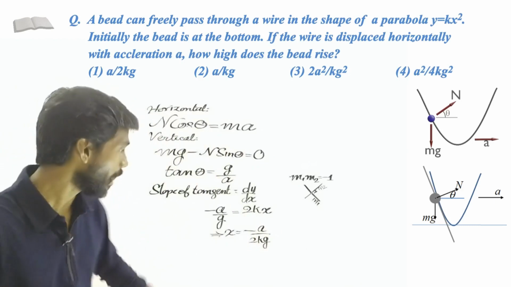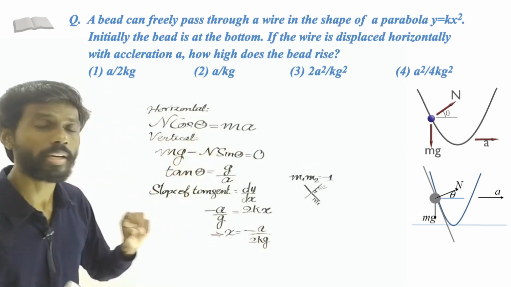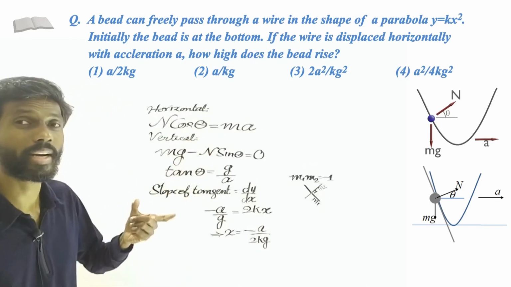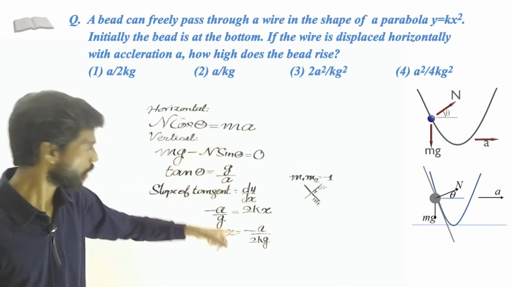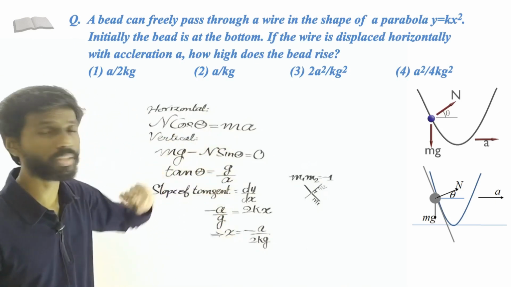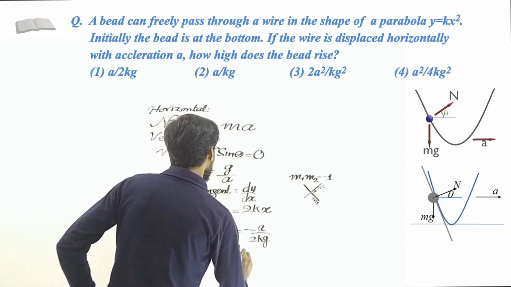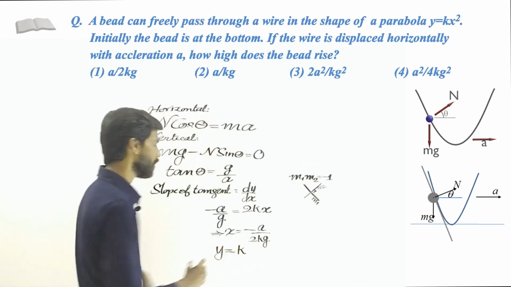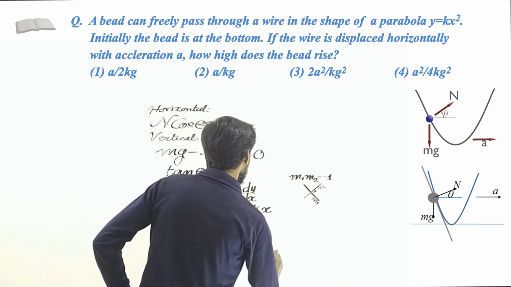Now what does the x value mean? The x coordinate of the position of that bead. Now we have to find the y coordinate, which is the height. You can substitute this value of x in the given equation to get the y value. So y is equal to kx square. So x square is the square of minus a divided by 2kg, squared.